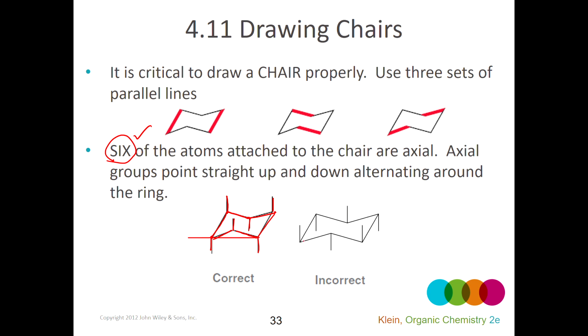This is not correct. If 2 lines are intersecting at a downward point, I don't want a thing coming straight up from there. It should be coming straight down. If 2 lines are intersecting from the chair in an upward direction, I shouldn't have a substituent pointing straight down. It should be pointing straight up. Those are called axial groups. The axial groups point straight up off the top parts of the chair and straight down from the bottom parts.